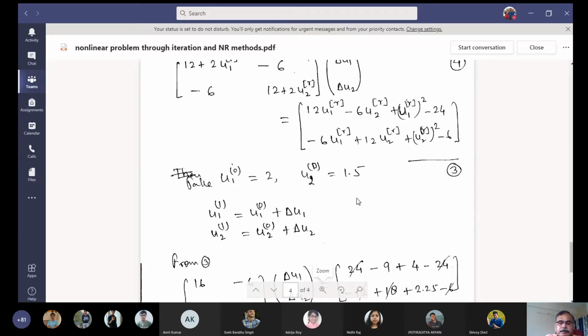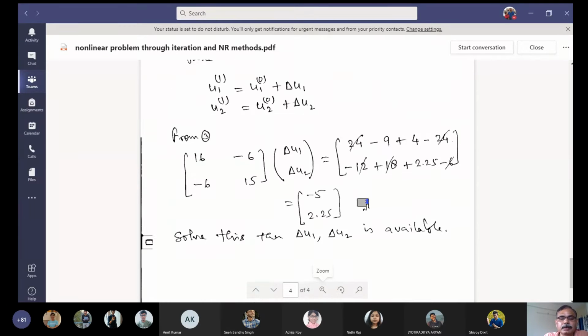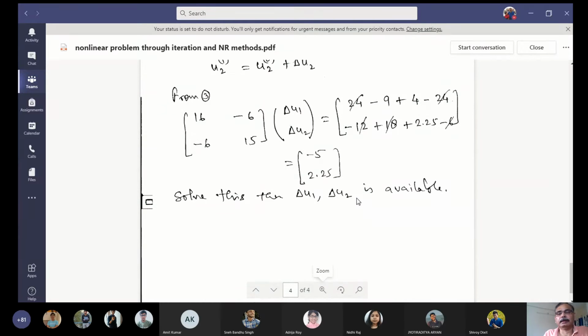Is that right? Just like your single variable Newton-Raphson. Is that right? Yes, sir. Okay. So is this clear, that Newton's method? Further, it is not done. Yes, sir. So is this clear? Yes, sir. Okay.